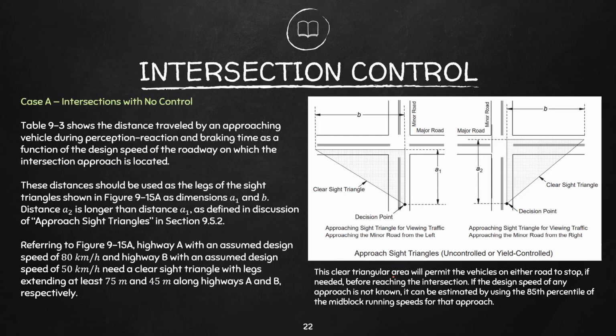This clear triangular area will permit the vehicles on either road to stop, if needed, before reaching the intersection. If the design speed of any approach is not known, it can be estimated by using the 85th percentile of the mid-block running speeds for that approach. So if there is no design speed for that specific road, if you're going to consider the intersection sight triangle, you will need to use the 85th percentile, similar to what we used in the other provisions of our designs.